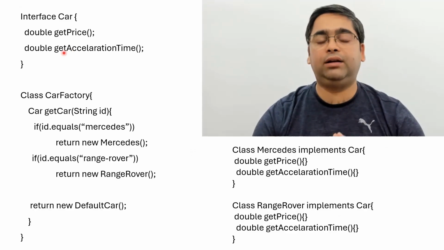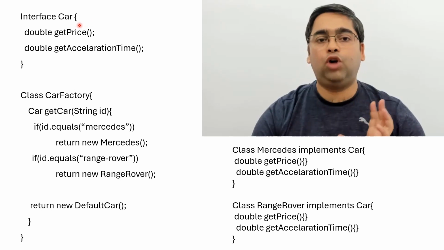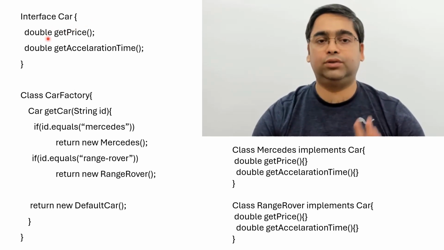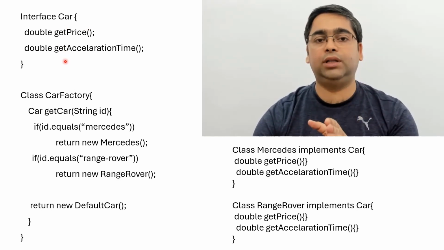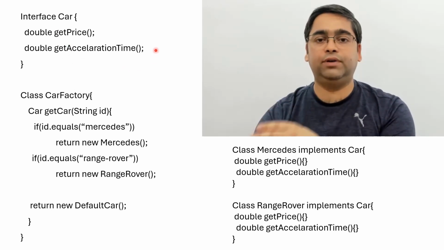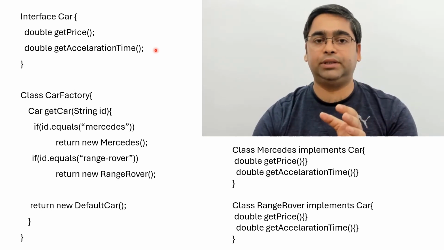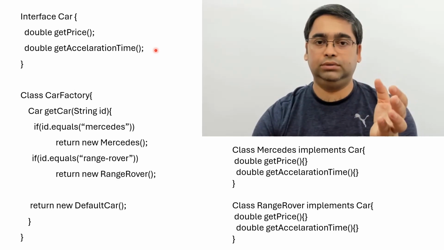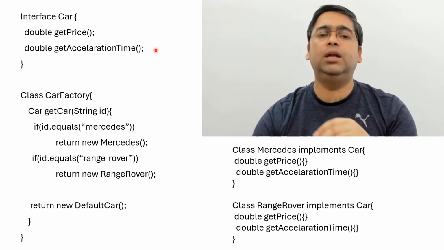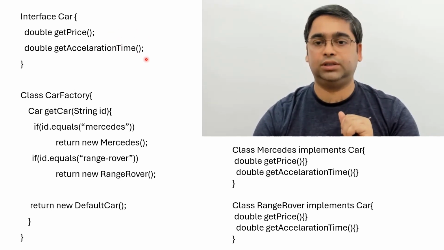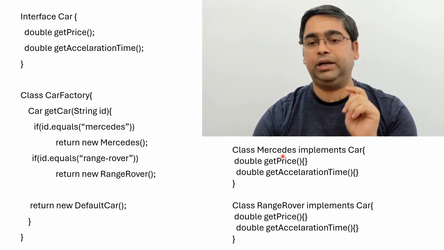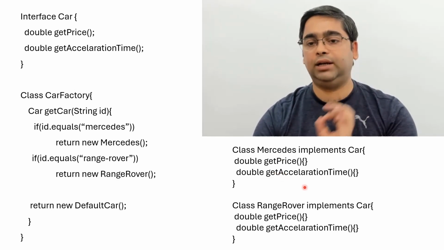For implementing a factory design pattern, the first thing which we have is the common functionalities, which is an interface. So let's take the example of car. So we have interface car, which has got two common functionalities: get price and get acceleration time. In real world, there can be tens of different functionalities, like get fuel tank capacity, get insurance premium, many things like that. But here, for the sake of example, we will only consider these two functions. And now this car interface is implemented by Mercedes and Range Rover, which give their own custom implementation for the get price and get acceleration time.